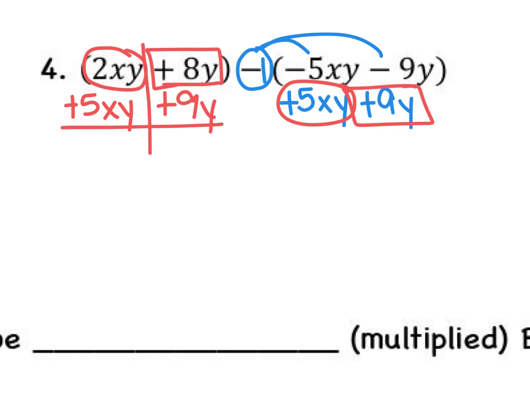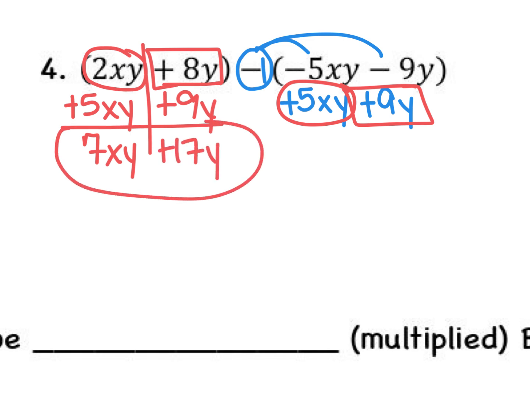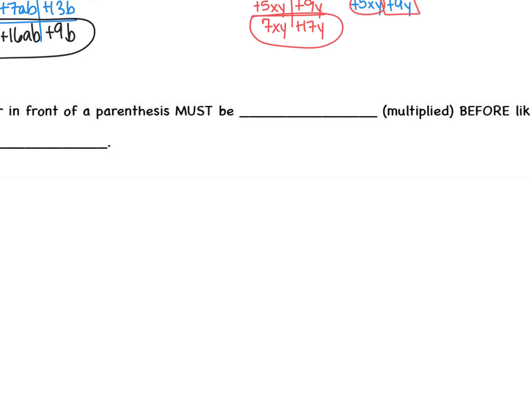So what's 2 xy's and 5 xy's? 2 and 5 is 7 xy's and 8 y's and 9 y's. So xy and just y is different, right? They don't match. So 8 and 9 is a positive 17y. So we're finished.